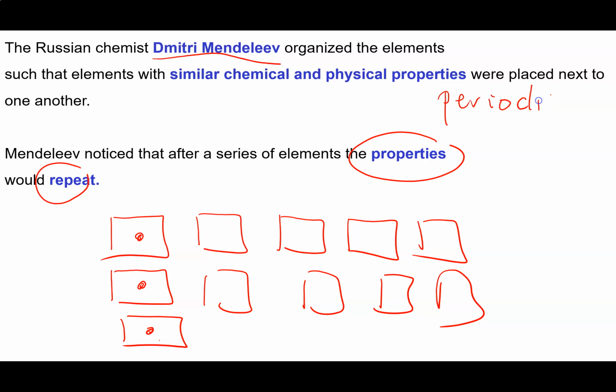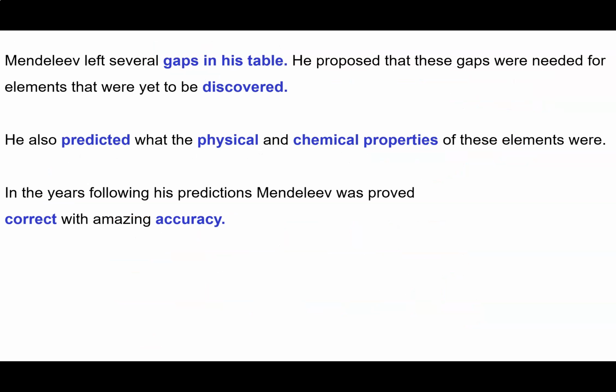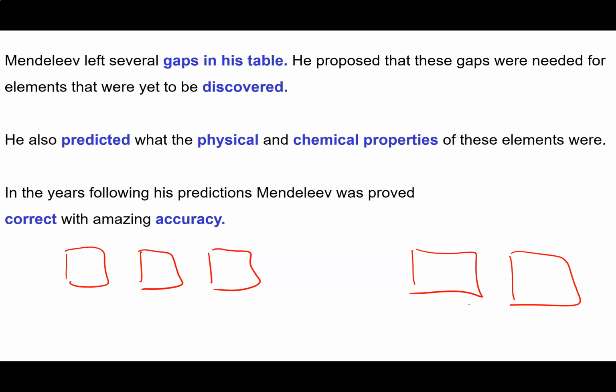Start seeing where we get the name for the periodic table from, the periodic law, that these properties would repeat. So Mendeleev was really, really smart. What he noticed was that every now and then you'd go along and the properties would be gradually changing, and then there would be a very big jump in the properties. And what Mendeleev realized is that that was where there was probably an element that had not yet been discovered.